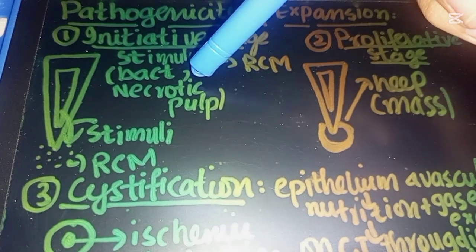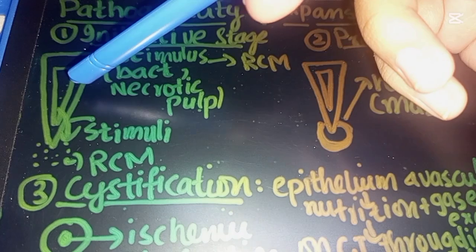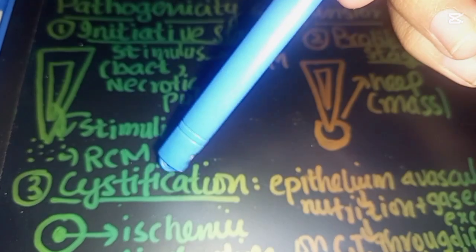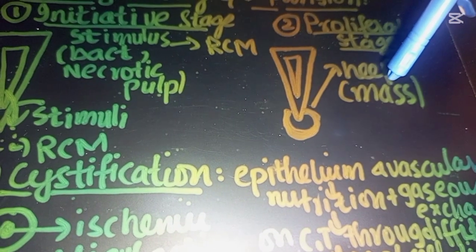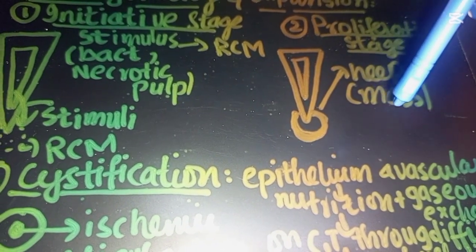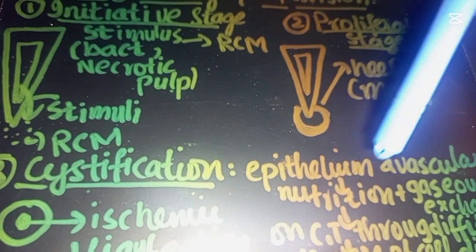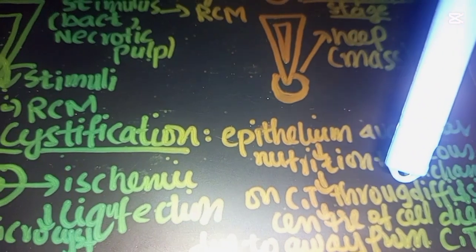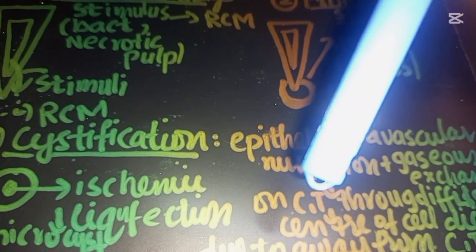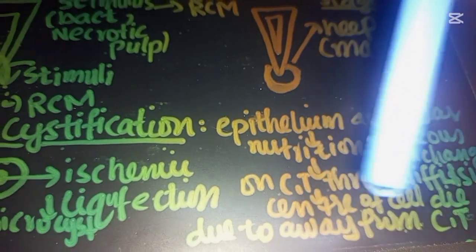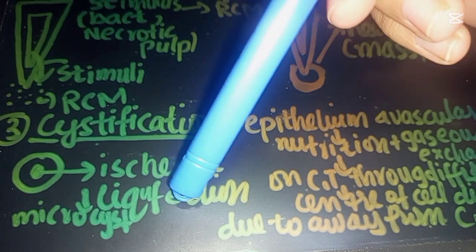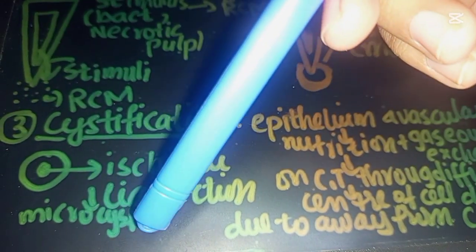Okay, so first we discussed the initiative stage, how it is initiated. The necrotic pulp will send the stimuli to the rest cells of Malassez. They will stimulate the rest cells of Malassez, which will start the proliferation. There will be a formation of the heap mass. This heap mass is surrounded by epithelium, which is avascular. So the nutrition and gaseous exchange occur through the connective tissue by the process of diffusion. But the center cells will die because they are away from the connective tissue. So there will be an ischemic liquefaction and the development of the microcyst. Okay.